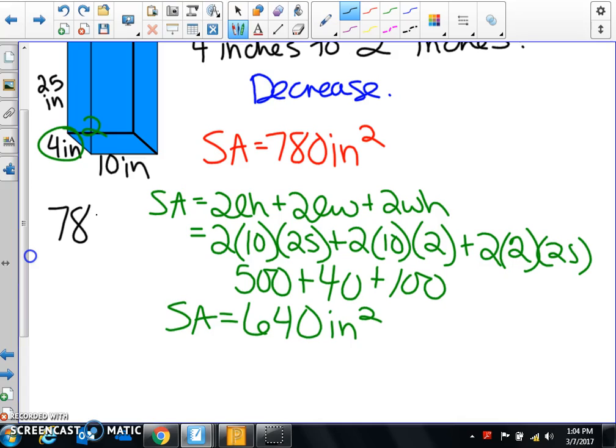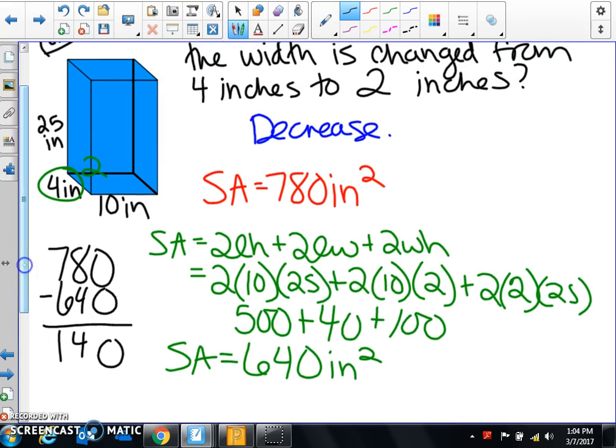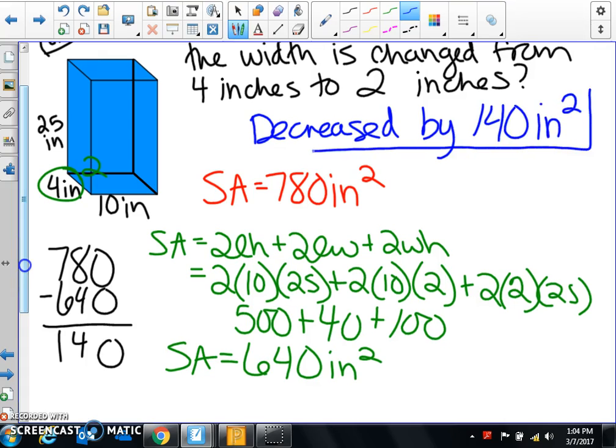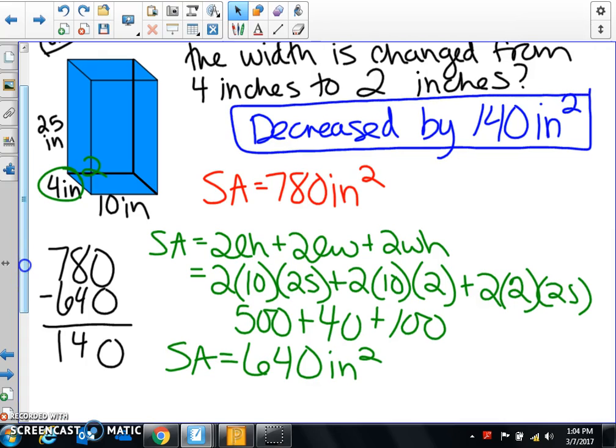So 780 was the original minus 640. So it decreased by 140 inches squared. And that's it. So remember, volume, super easy. Surface area, you actually have to calculate.